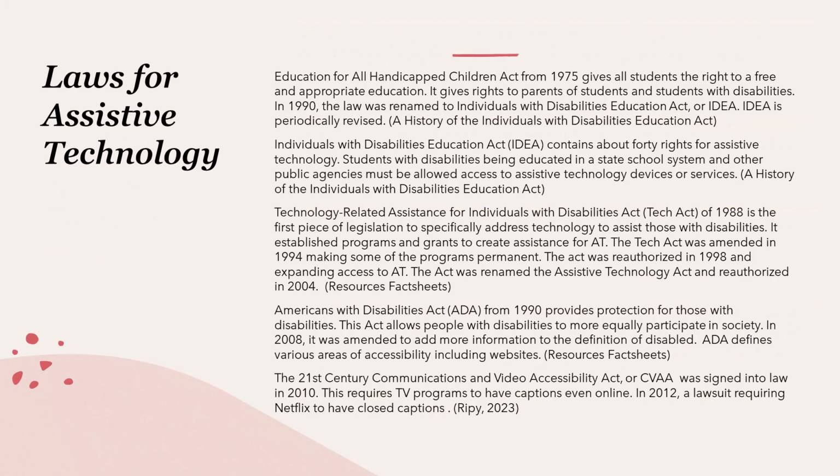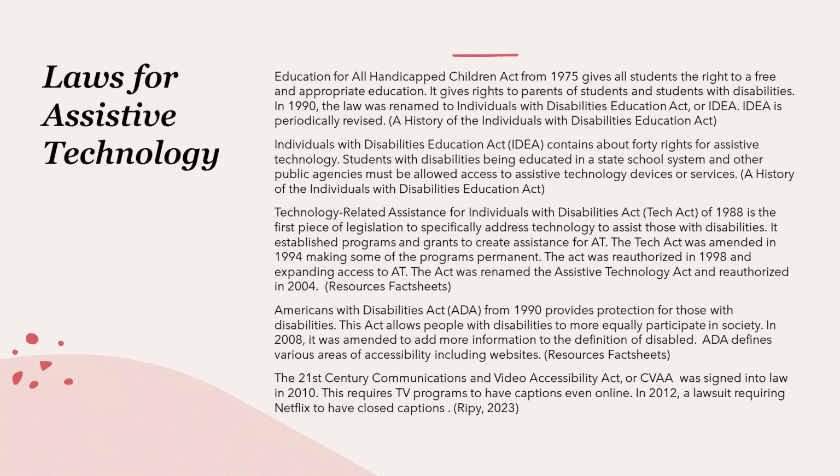Laws for assistive technology. So I'm going to try to go chronologically. The Education for All Handicapped Children's Act from 1975 gives all students the right to a free and appropriate education. It gives rights to parents of students and students with disabilities. In 1990, the law was renamed the Individuals with Disabilities Education Act, or IDEA.